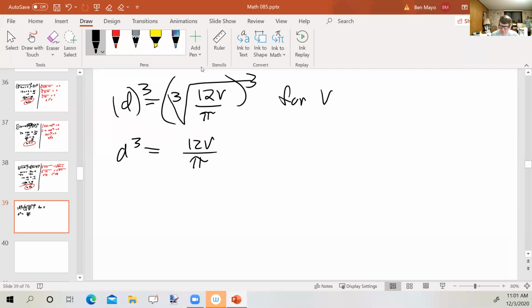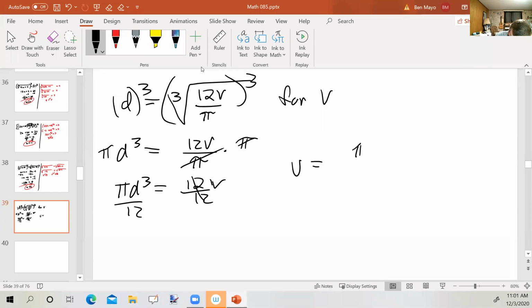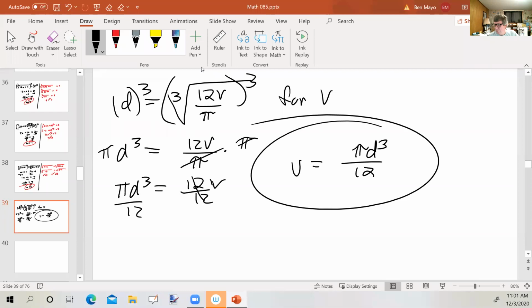I want to solve for V. So I'm going to multiply both sides by pi. So I get pi d cubed equals 12v. Then I'll divide both sides by 12. So v equals pi d cubed over 12.